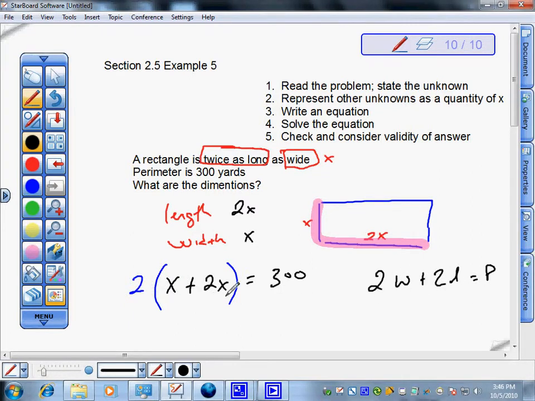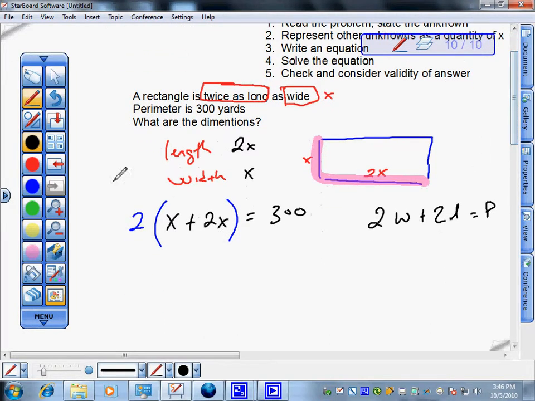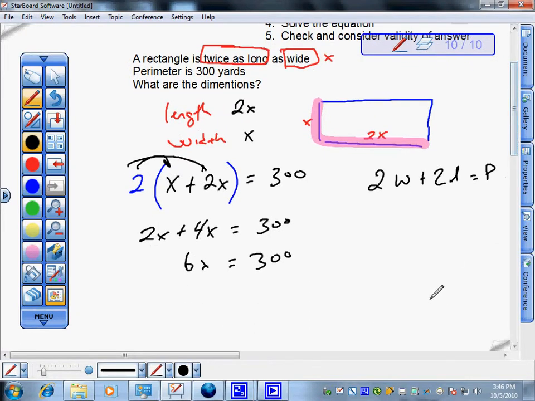But what I've done is established that I could use the distributive property here and maybe clean things up a little easier. So I now have this to multiply here. I now have 2x plus 4x, distributing the 2 to both, equals 300. So I get 6x equals 300, and now I have to divide by 6, and I can do that very easily. So I get x equals 50. It's dividing both sides by 6.